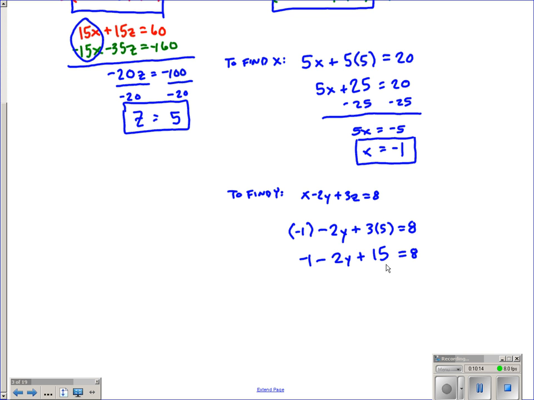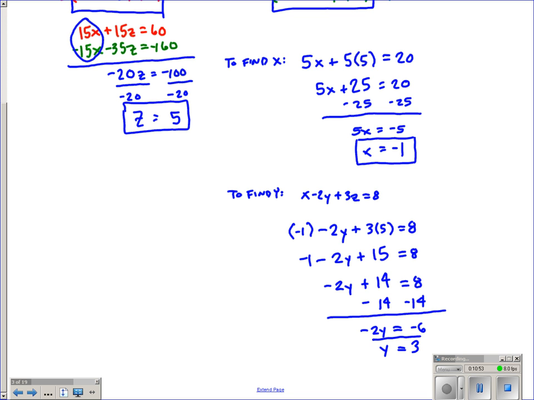Combine our like terms. A negative 1 and positive 15 is going to give us 14. So negative 2y plus 14 equals 8. Do not forget this negative. I'm almost willing to bet $100 here that somebody in one of my classes is going to lose track of this negative and get the wrong answer because of it. I can't gamble on school stuff though, but it's bound to happen. So don't let it be you. Subtract our 14, we've got negative 6 equals negative 2y. Divide by negative 2, and we get y equals 3.